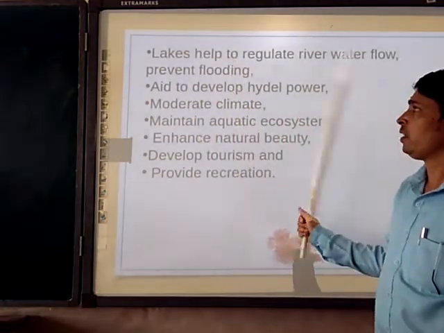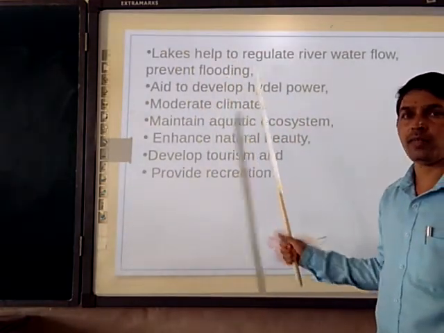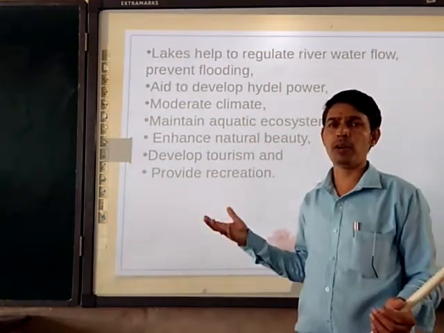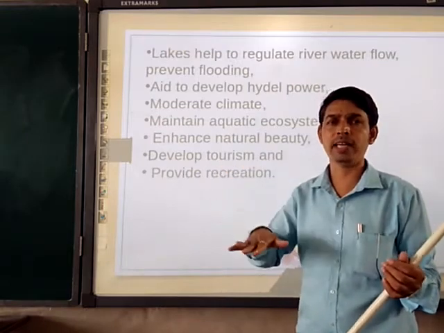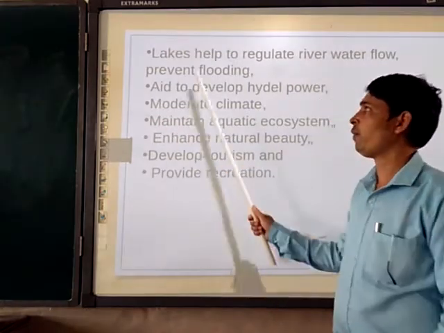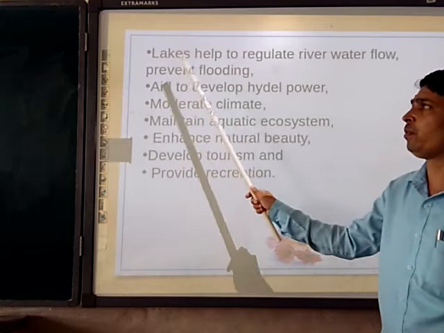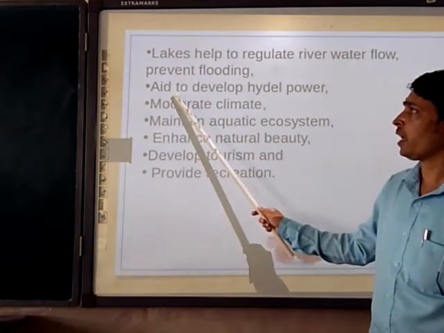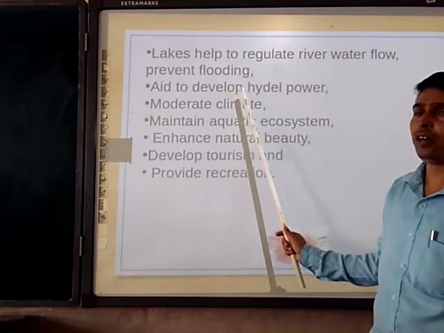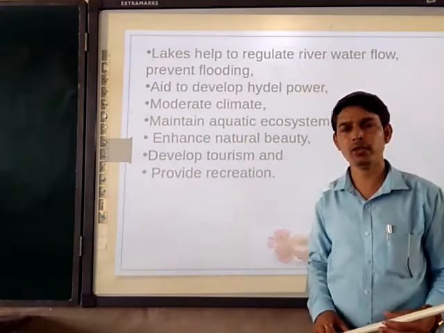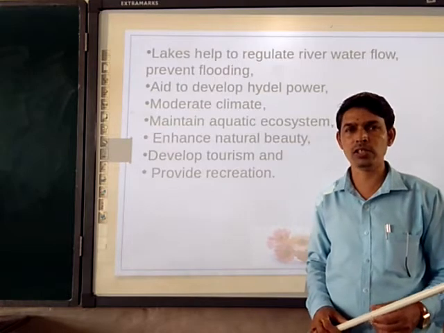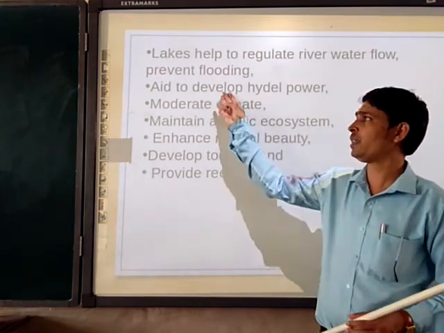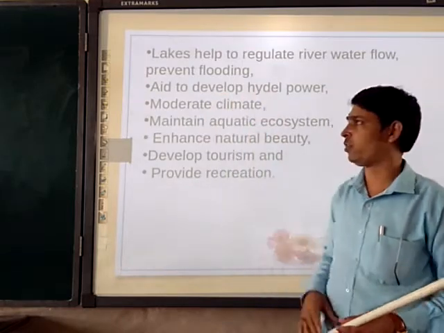Lakes help in preventing flooding. When the rainy season comes, plenty of water will be in the river, which is going to flood the low-lying areas. For that purpose, lakes are very helpful, because the extra water is moved into the lakes. Aid to develop hydroelectricity. With the help of water, we are generating electricity, which is known as hydroelectricity.